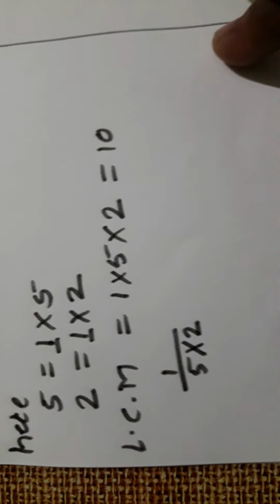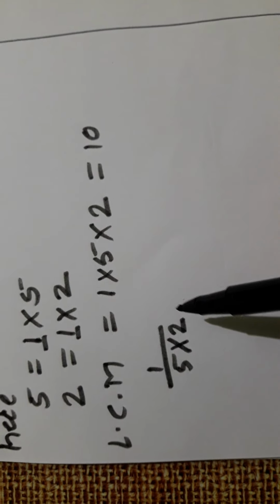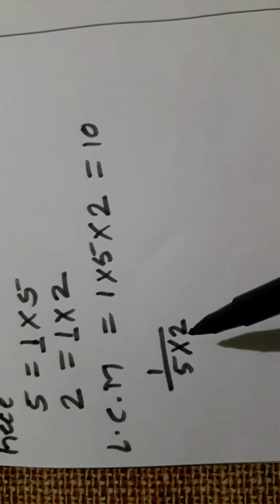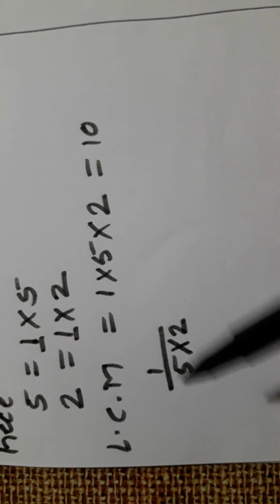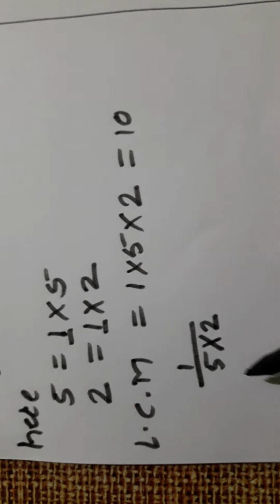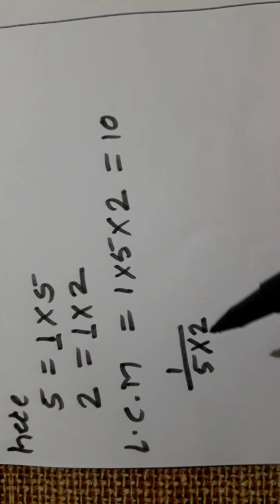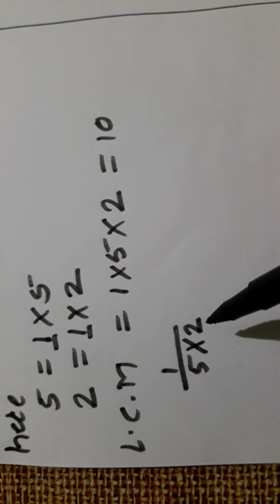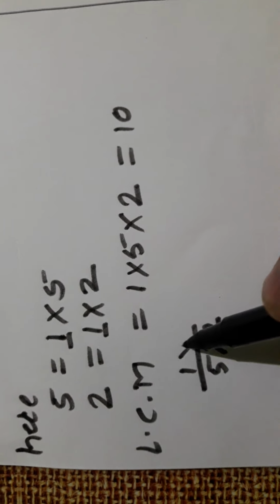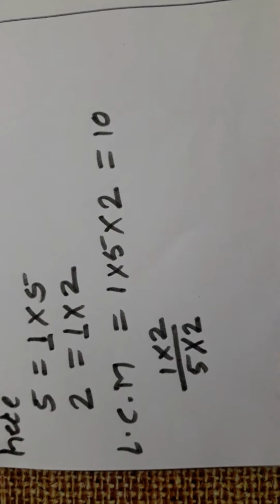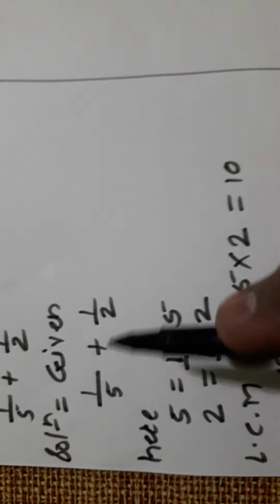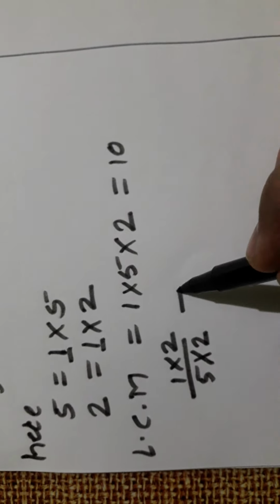We have to select such a number which will help us give that LCM as the denominator. Okay, 5 into 2. But what is our rule? We should not multiply only the denominator, we have to multiply the numerator also. Okay. Then next, which is the middle sign? Plus is the middle sign.